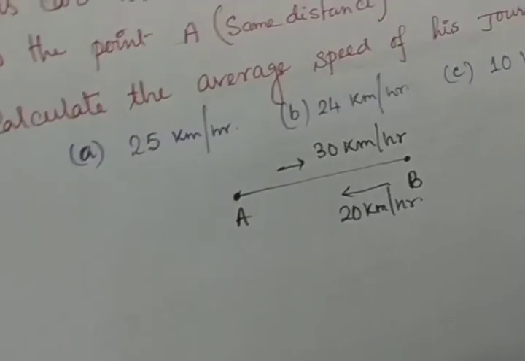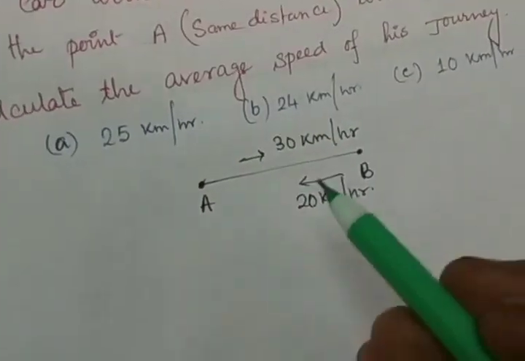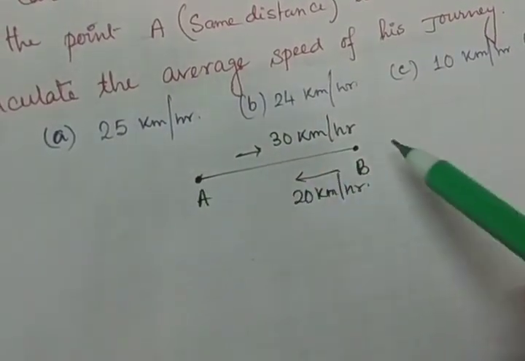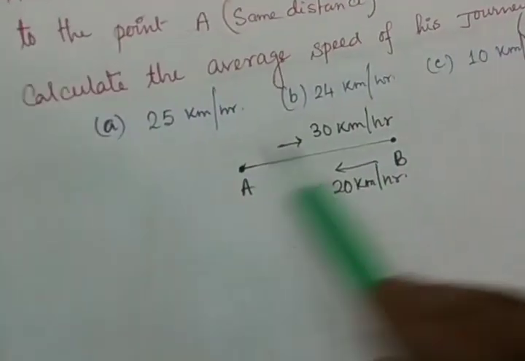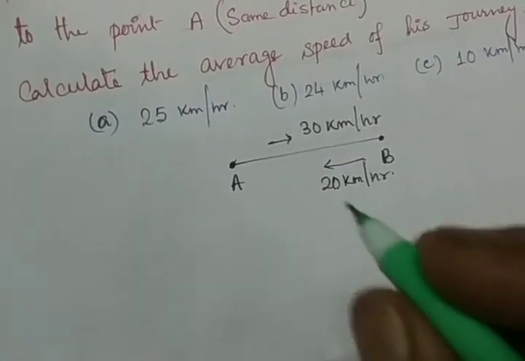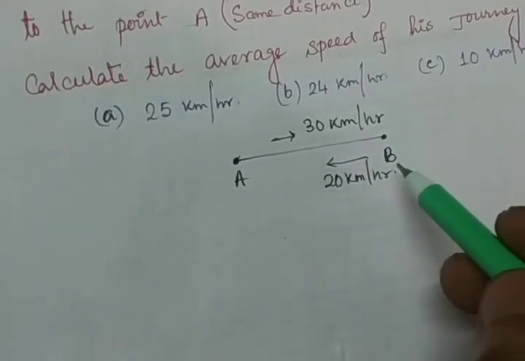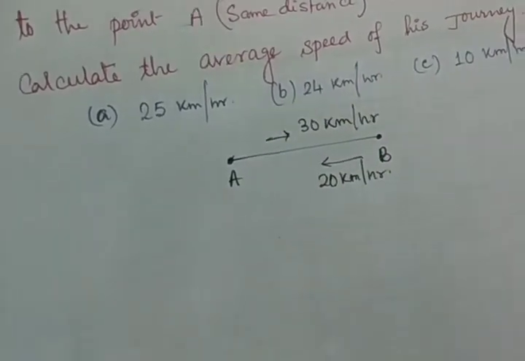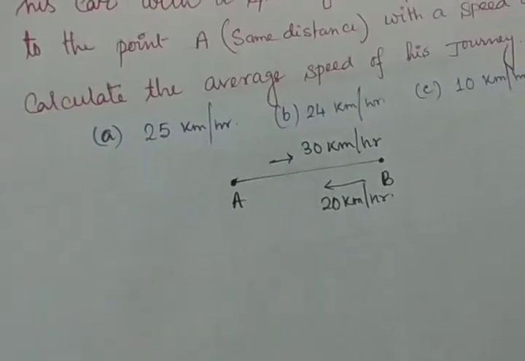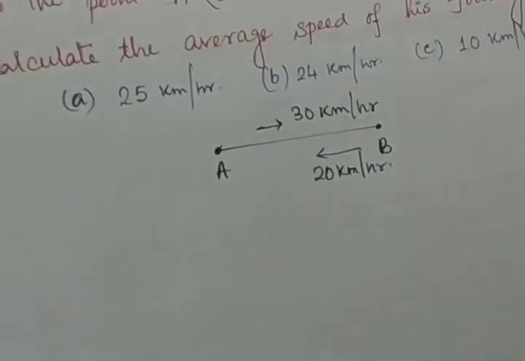And why is this my favorite question? Just because nothing is given, only speed is given. No distance is given, no time is given. Speed is given during his journey from A to B and during his journey from B to A. These two speeds are given only, two different speeds. Now see how to solve this kind of problem.